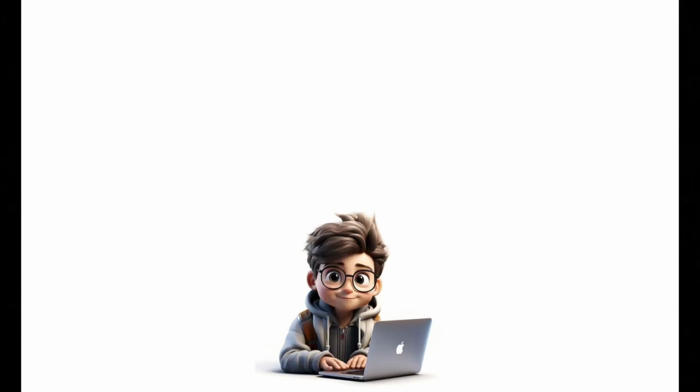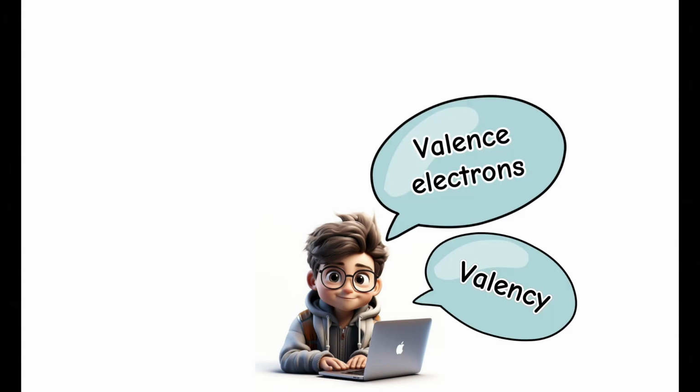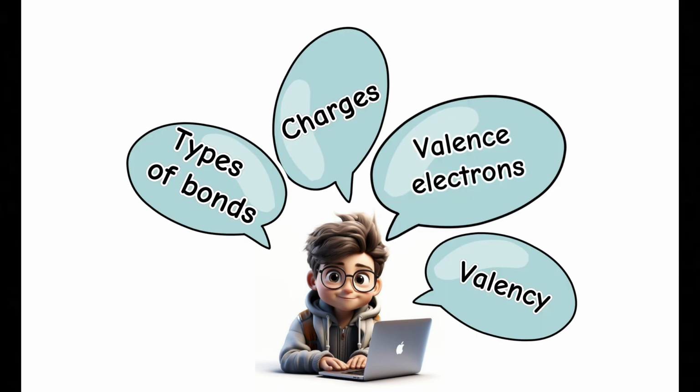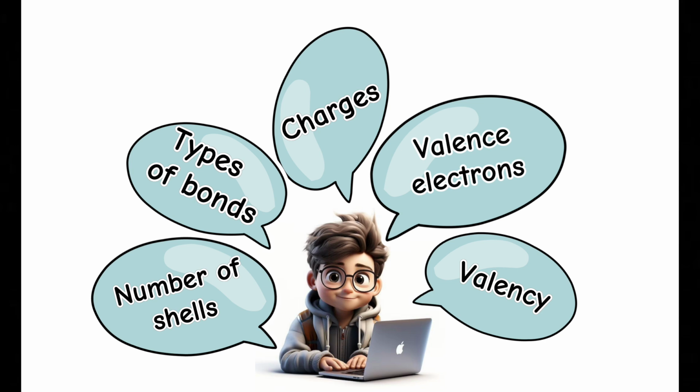The periodic table is very useful for remembering valence electrons, valency, charges, types of bonds, and number of shells according to positions of elements in the table.